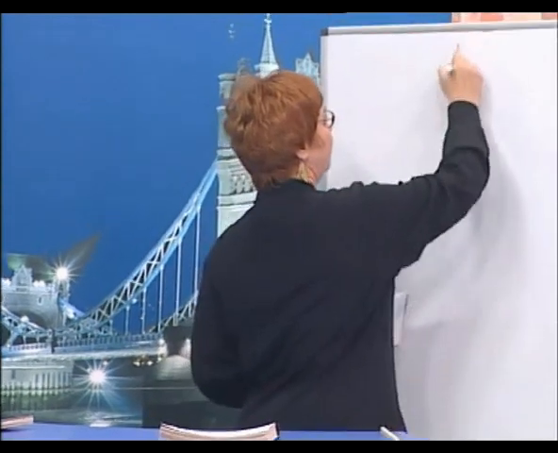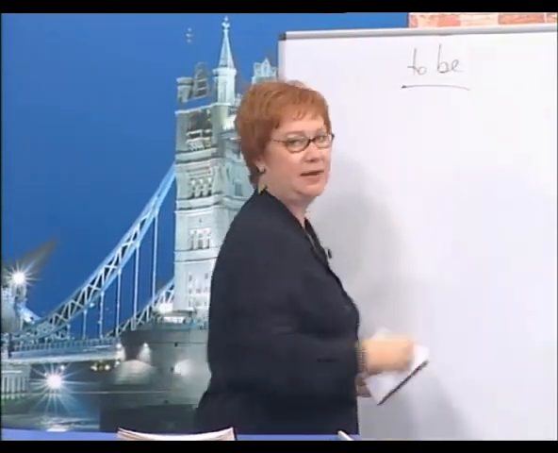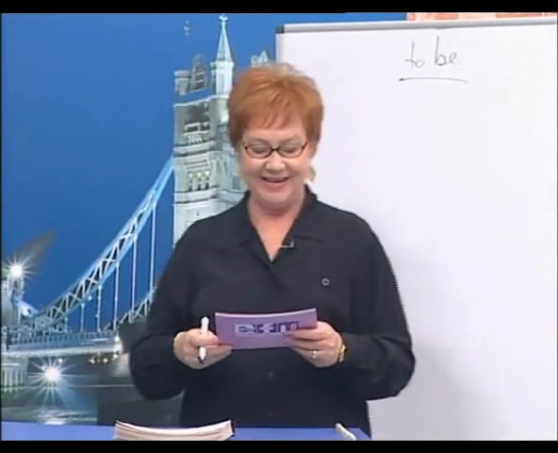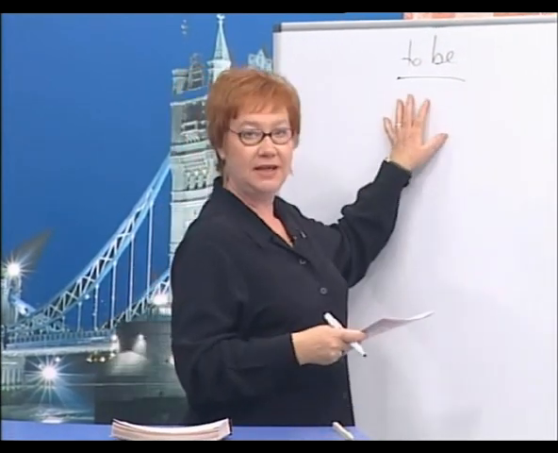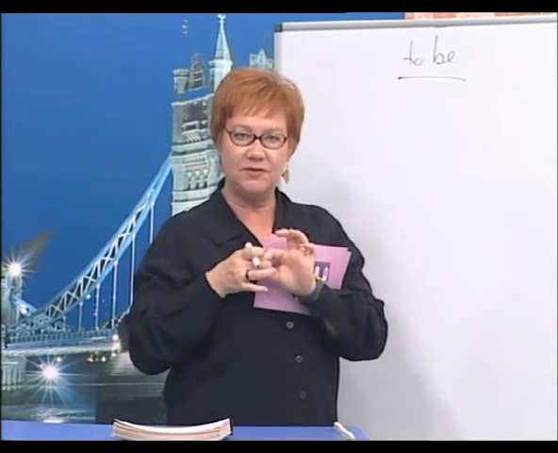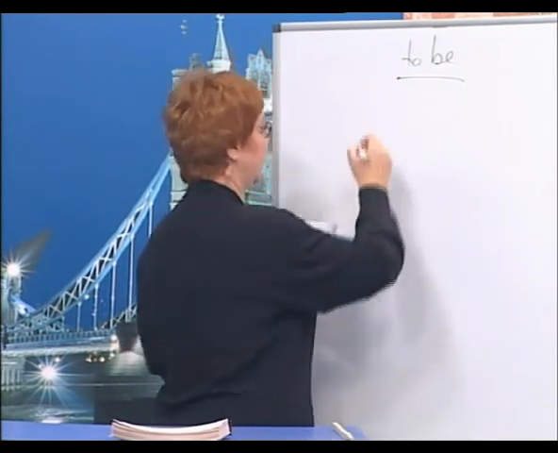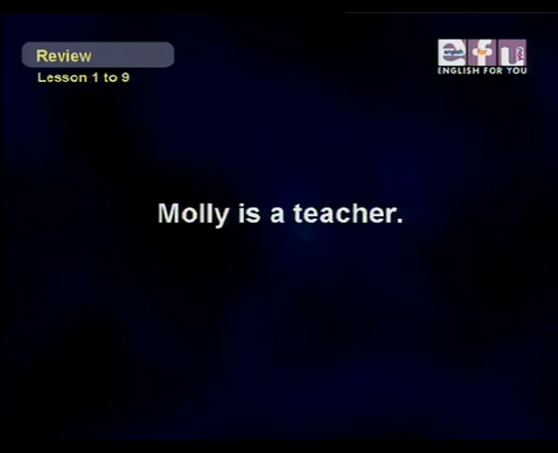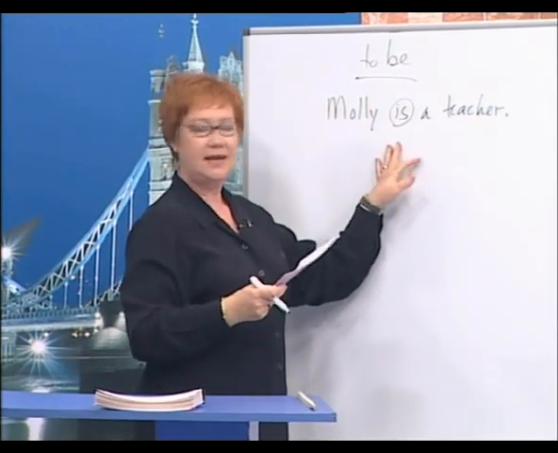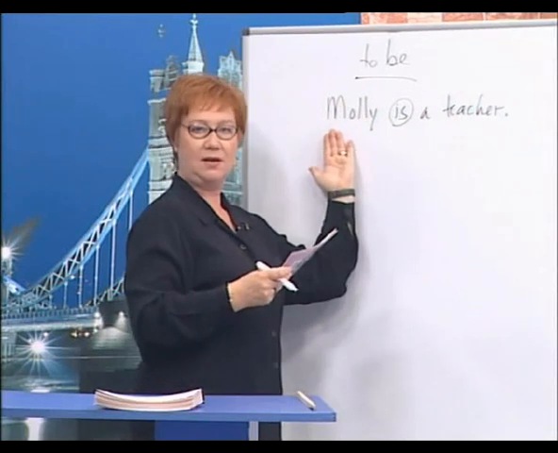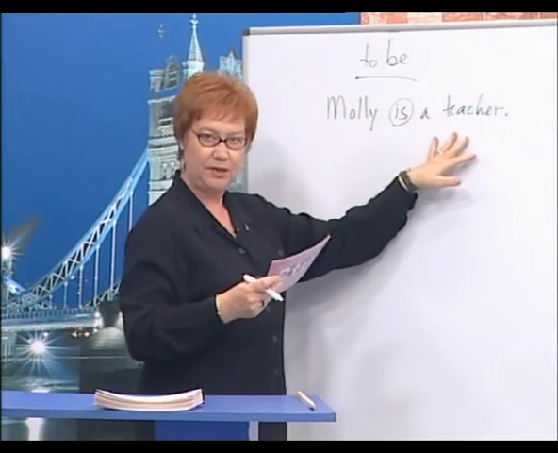Okay, now we're going to review some sentence structure and some verbs. First, we'll start with the verb to be, or not to be. Now, remember that this is usually a linking verb. It's a connecting verb. So it tells us something about what the subject is. So, for example, Molly is a teacher. So the be verb is. And this tells something about Molly. Molly is a teacher. Okay?